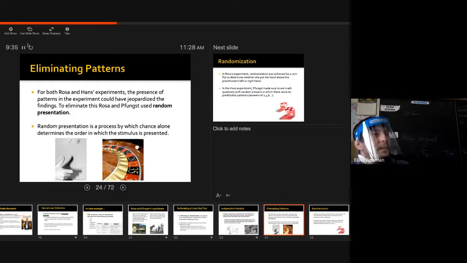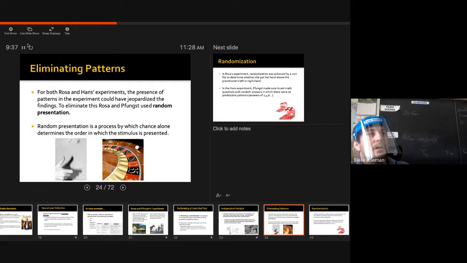What do you think the randomization is for Clever Hans? What do you think? How do you think Funk is going to use randomization with his study with Clever Hans? What do you think, Booker? It's like maybe... All right, yeah, good job. That's probably the best way.